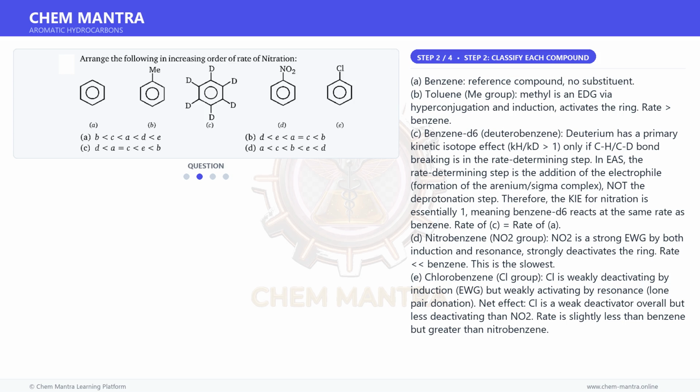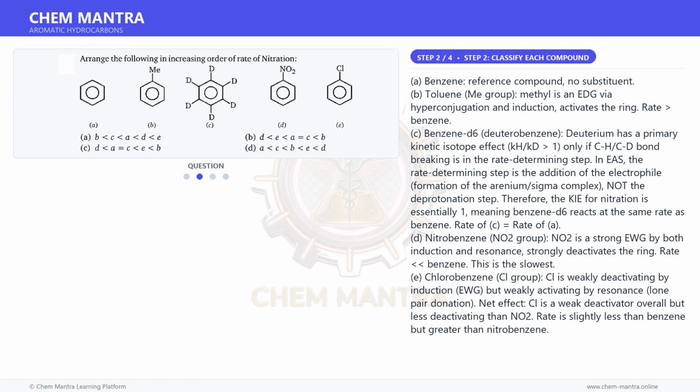Moving on to the next step. A. Benzene, the reference compound, no substituent. B. Toluene, the Me group (methyl) is an EDG via hyperconjugation and induction, and activates the ring.